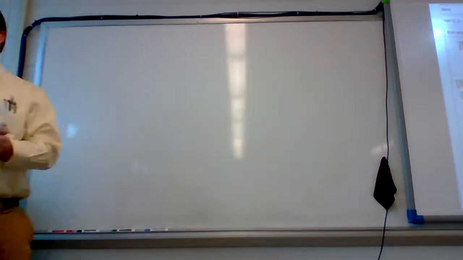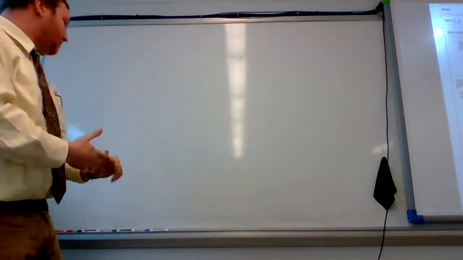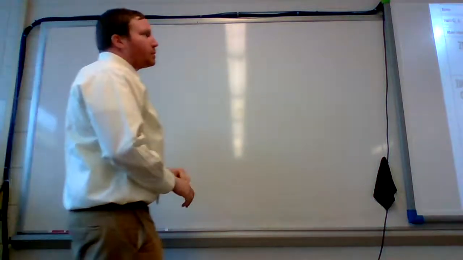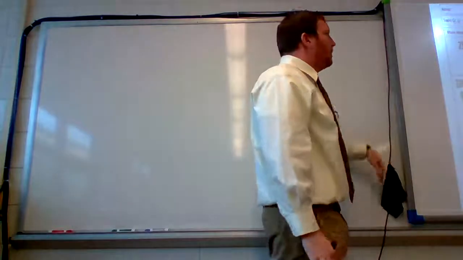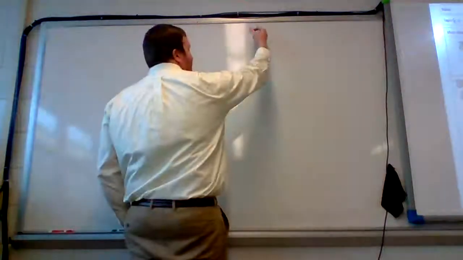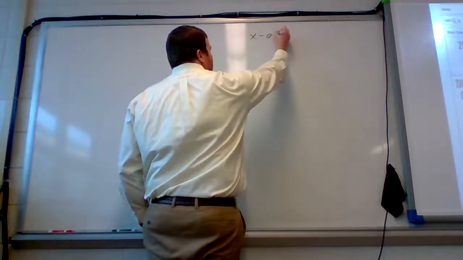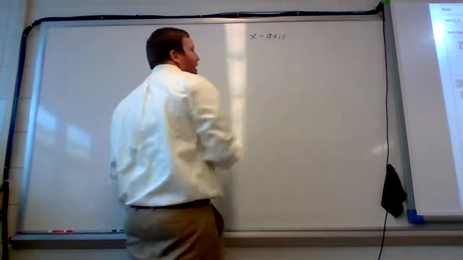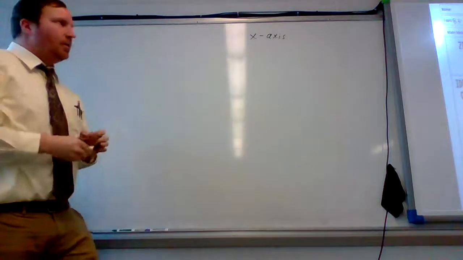So today we're going to be looking at zeros and multiplicities. So again, the zeros of a graph are the points at which the function intersects the x-axis, also known as the x-intercepts.